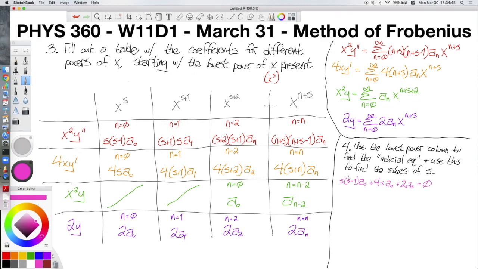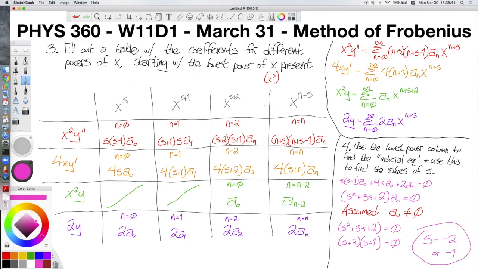And then we can rearrange this. We end up with quantity s squared plus 3s plus 2 times a0 equals 0. But recall at this point that we've already assumed that a0 is not equal to 0. So that means instead the rest of this term must be equal to 0. So s squared plus 3s plus 2 must be equal to 0. And s squared plus 3s plus 2 can be factored as s plus 2 times s plus 1, which gives us values for s of -2 or -1. And we will end up using both of these values at the end of the day.